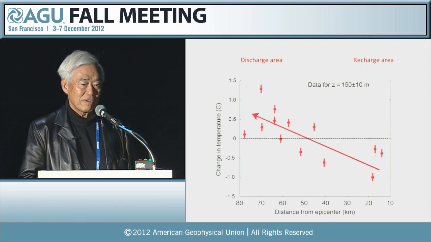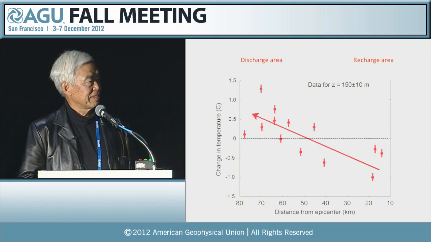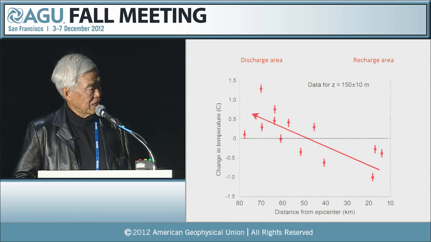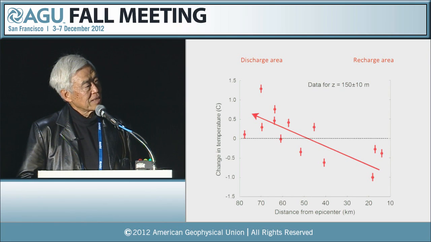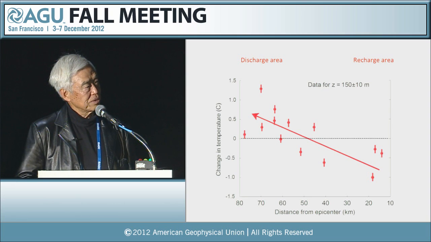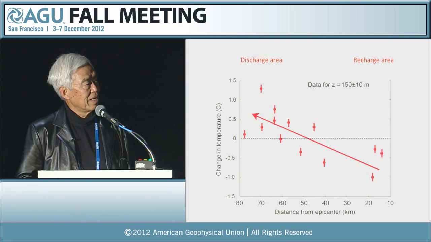And if some of the scatter is a result of different depths of the wells, if we limit the well depths to, say, 150 meters, then the trend of increase in temperature from locations close to the epicenter to locations away from the epicenter becomes clearer. And you can see from here, in the recharge area that is close to the epicenter, you have a drop in temperature, and away from the epicenter in the discharge area, you have an increase in temperature.